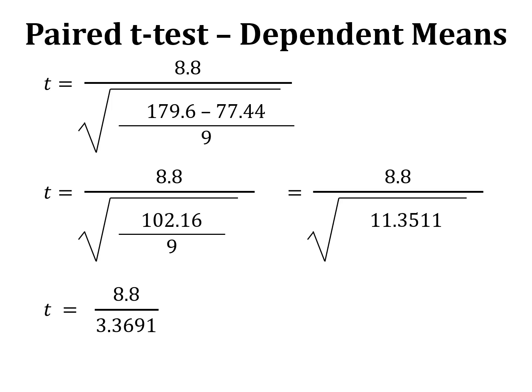In the next step, we are going to take the square root of 11.3511, and the answer is 3.3691. So now we divide 8.8 by 3.3691, and the answer is 2.612, which is our test statistic, which is the value of t that we had to calculate.